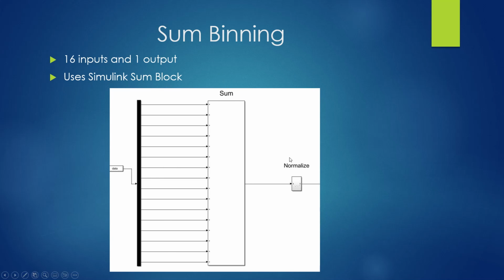The sum binning is implemented using just a simple sum block in MATLAB. So this is exactly what was described previously, where the actual binning metric is just the sum of the maximum operating frequencies of all of the single cores in the processor. But you'll notice that in order to compare, we need to normalize the output of this bin to our same 0 to 1 scale so that we can actually compare across the different binning methods.